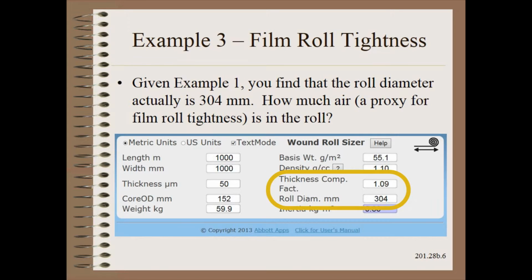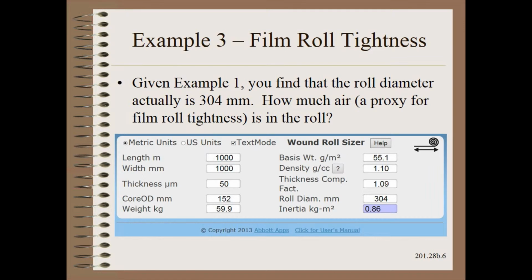So we will trial and error a thickness compensation factor until we get the right roll diameter. Note that this should always be set to 1.00 unless you are a winding expert, and then only with good reason, such as this analysis. A bit of trial and error shows that the thickness compensation factor of 1.09 gives the right outside diameter match. That means that the effective thickness in the wound roll is greater than that measured in the lab. The difference is entrained air that separates layers to some extent.